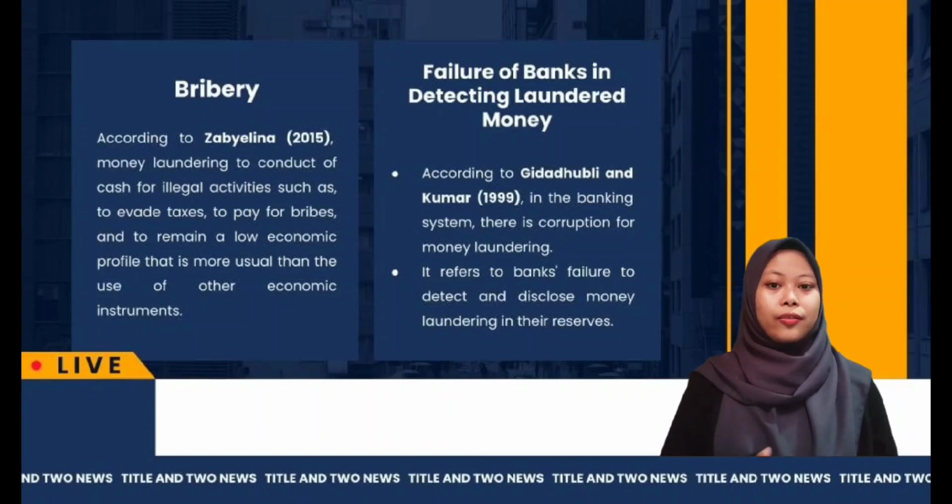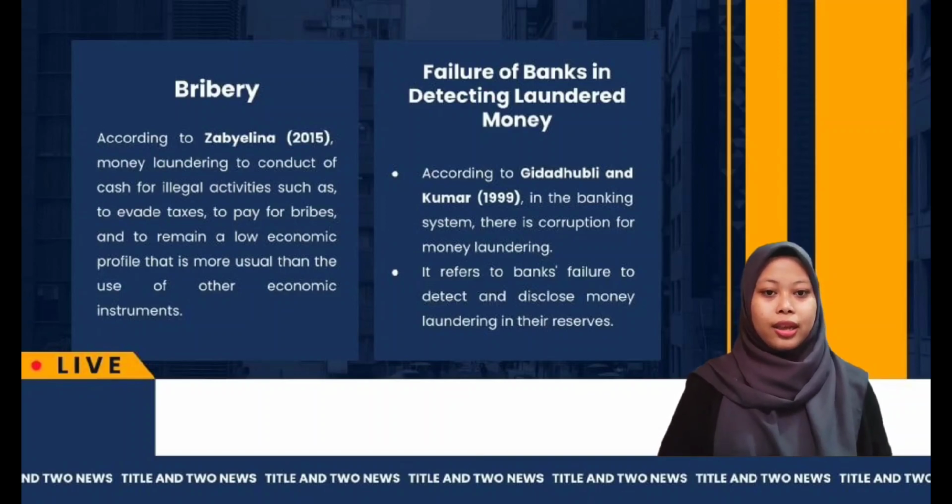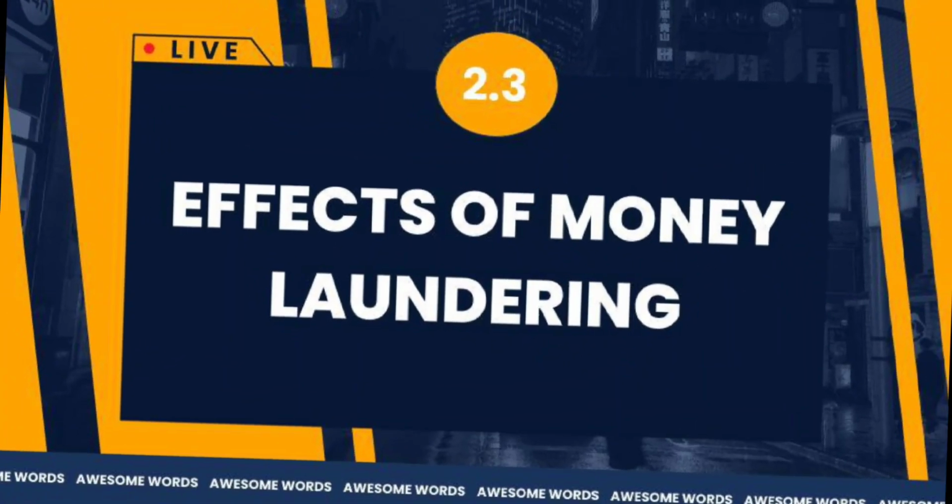And the last one is failure of banks in detecting laundered money. According to Giradubli and Kumar 1999, in the banking system there is corruption for money laundering. It refers to banks' failure to detect and disclose money laundering in their reserve. It is because money launderers transmit large sums of amount to foreign banks, which some accept without conducting a thorough investigation into the source of the funds.